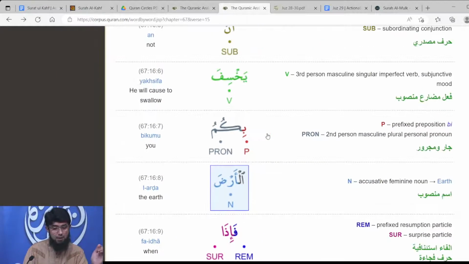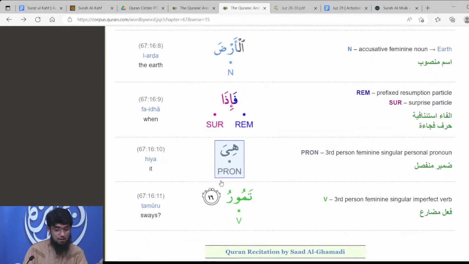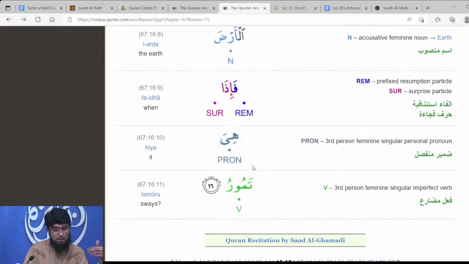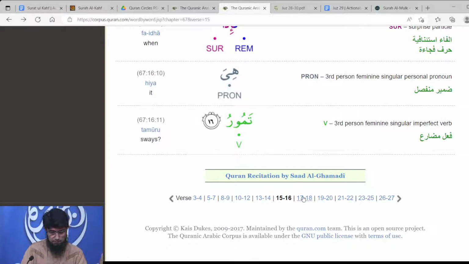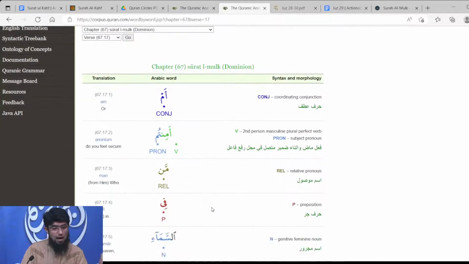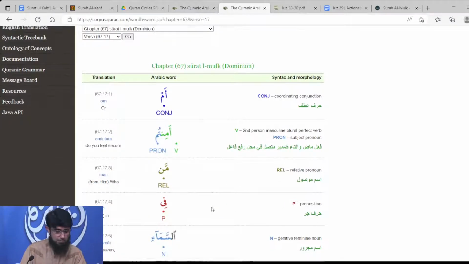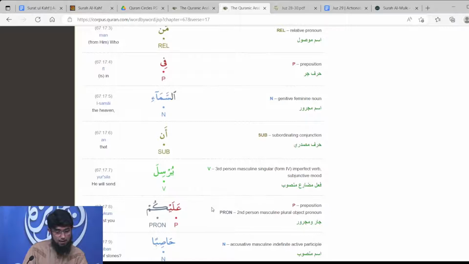Okay, so if you remember from last time, earth here is the object. That's why it's arda. So the earth will be caused to swallow you. Fa'idha, then, when, idha ja'a nasrullahi, right? When. Hiya, it, tamur. So hiya is for she. This she is what? Feminine, which is the earth. So fa'idha hiya, so the earth, tamur, it sways. Am means or, amintum same thing, man fis samai, all the same pattern, and that.